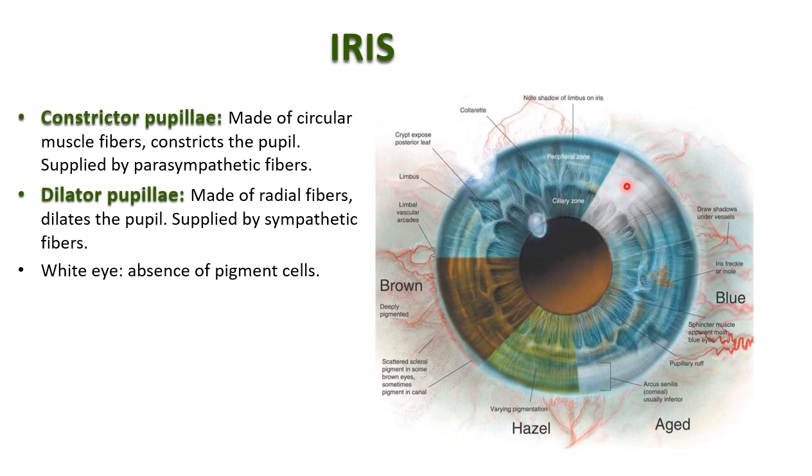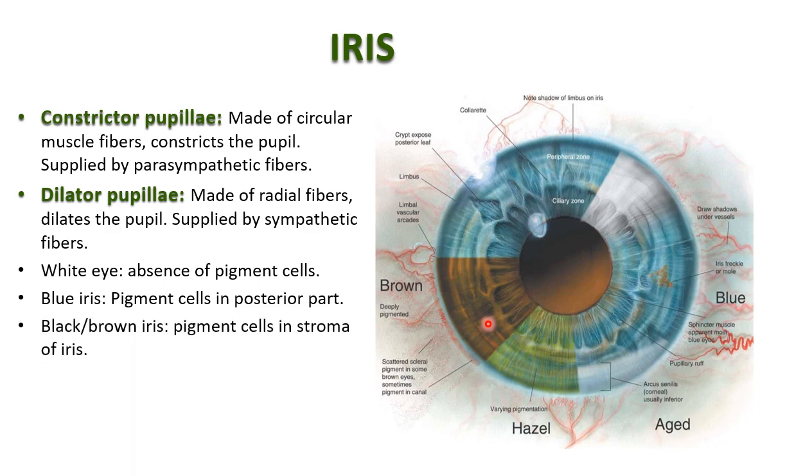Actually it is not white, it is pink, because of the absence of pigment; it is pinker in nature because of the blood vessels you can see. The iris is mostly brownish or black in color due to the abundance of melanin pigment cells. If the pigment cells are very less distributed, then it appears actually blue in nature.